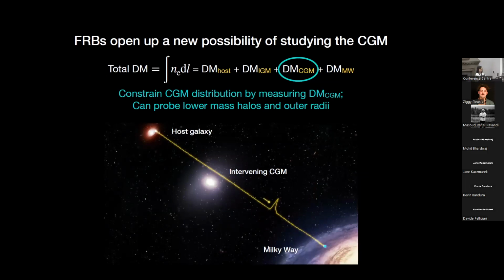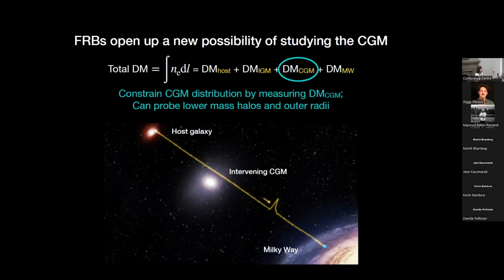So here the idea is very simple. If you have an intervening CGM between the FRB and us, then the intervening CGM will give you an excess contribution to the total DM. So by measuring the DM from the intervening CGM, you can measure the distribution of the CGM. And the nice thing about using FRBs as a probe of the CGM is that the DM is only dependent on the number density to the power of 1. So you are actually going to be able to measure the CGM for lower mass objects, which is not so doable for thermal SZ or X-ray studies.